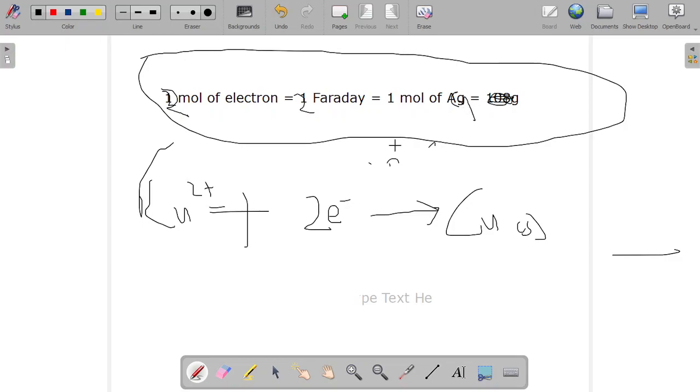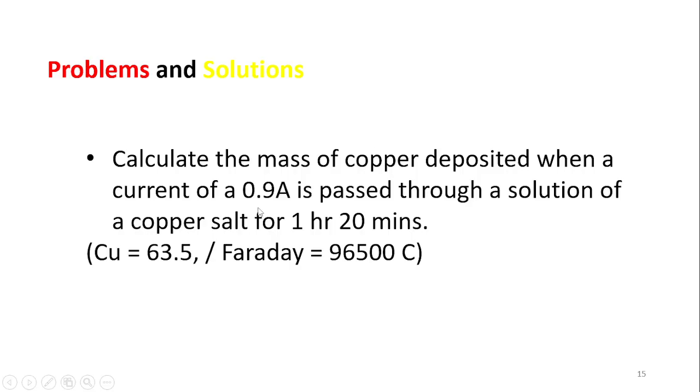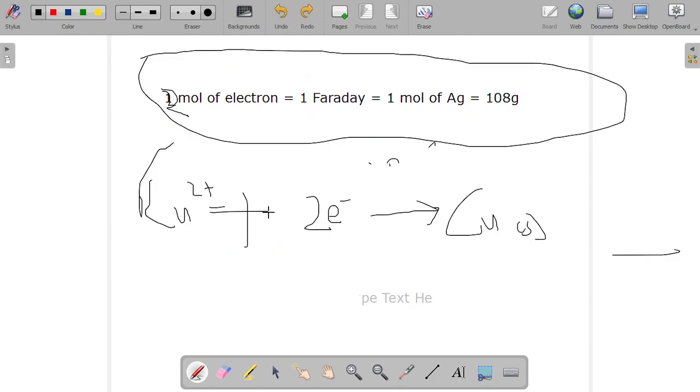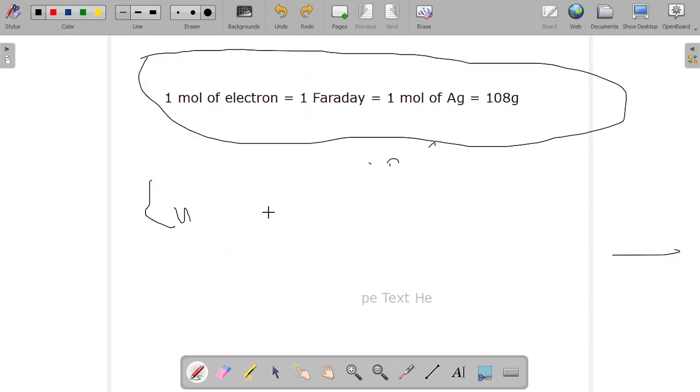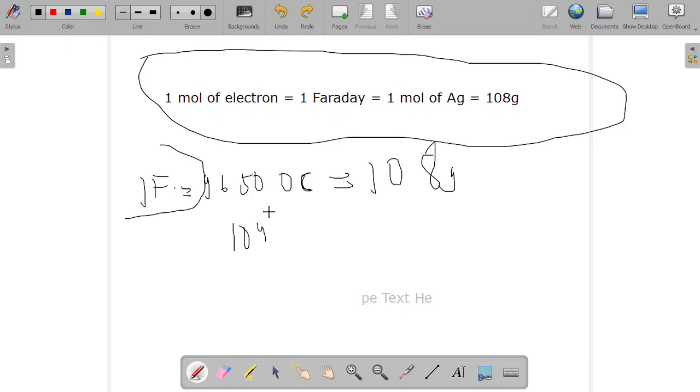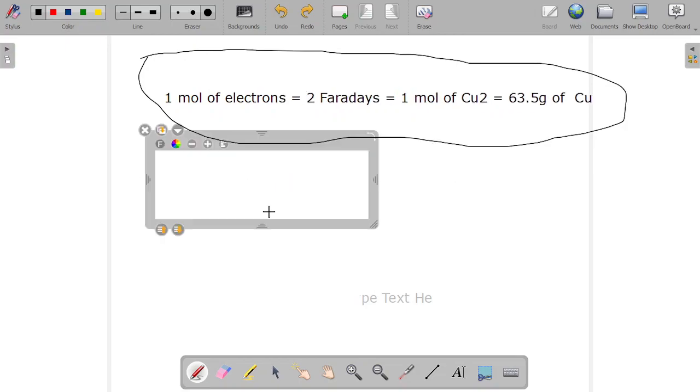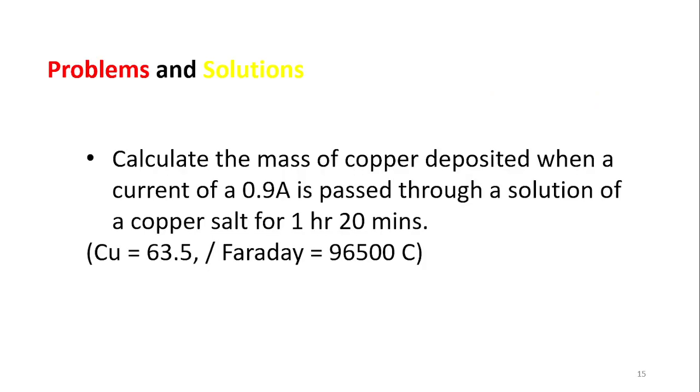Maybe I should just undo to get to that of copper. Okay, let's undo, and so now we have it here. So the copper contains 2 moles of electrons, 2 Faradays, 1 mole of this, and 63.5 grams of copper. Like I said earlier, this is actually a constant value. So what do we do now?